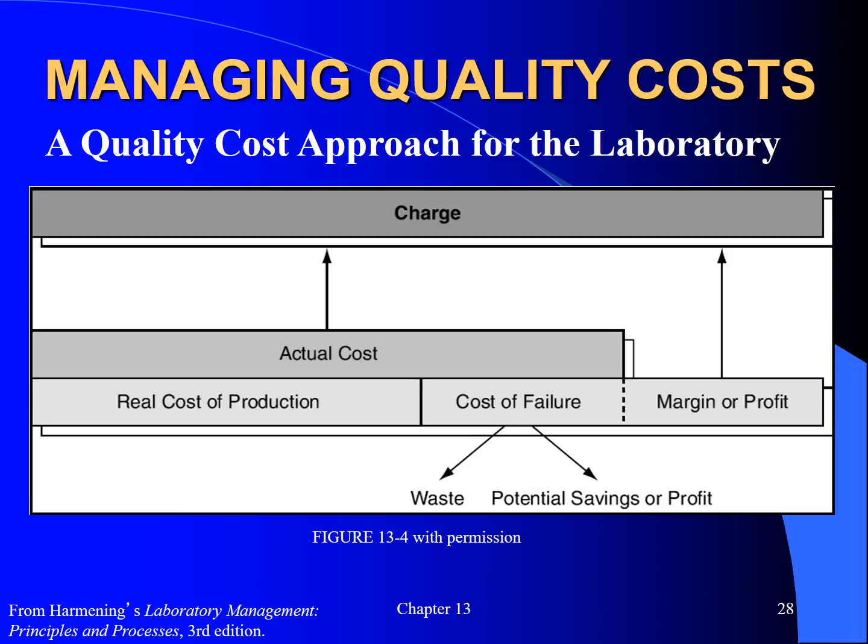Figure 13-4, the components of charge and cost. This figure looks at the sum of quality cost from the perspective of a single laboratory activity. First, there are the acceptable real direct cost of labor and supplies. Then, there are the unseen failure costs buried in the budget that add to the real cost of production to generate the actual cost of production shown as waste. Also added is a margin.